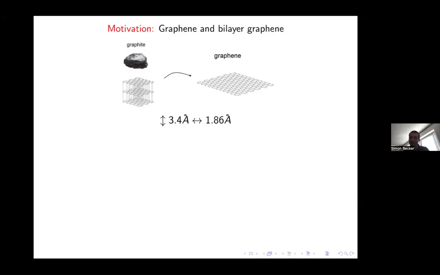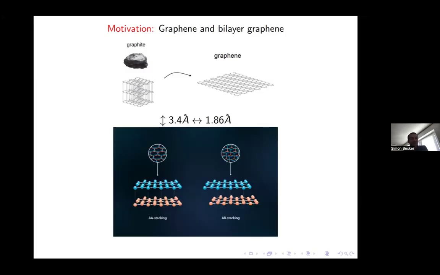Before I tell you what these moire materials are about, just one more comment. When people first analyzed multiple layers of graphene, maybe not like in graphite where you have a lot of them, but let's say bilayer graphene, two sheets of graphene on top of each other, it was a very popular thing to do. And what people realized is that there's an energetic difference between just placing two layers of graphene perfectly on top of each other, which is called the AA stacking here.